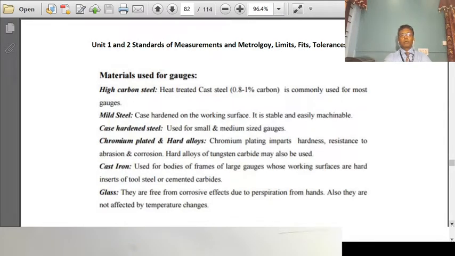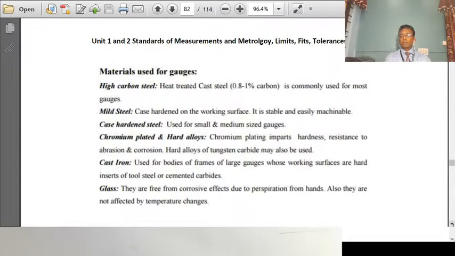Some of the materials used for gauges are, as you can observe, high carbon steel, mild steel, high carbon heat treated cast steel in the range of 0.8 to 1% carbon, commonly used for most of the gauges. Mild steel, case hardened on the working surface, is suitable, stable and easily machinable. Case hardened steel, chromium plated hard alloys, then cast iron, and then glass is also used. They are free from corrosive effects due to perspiration from the hands. Also, they are not affected by temperature ranges.